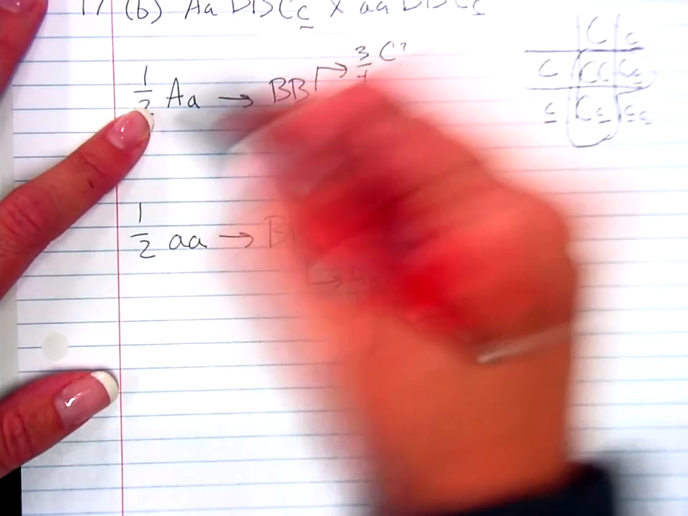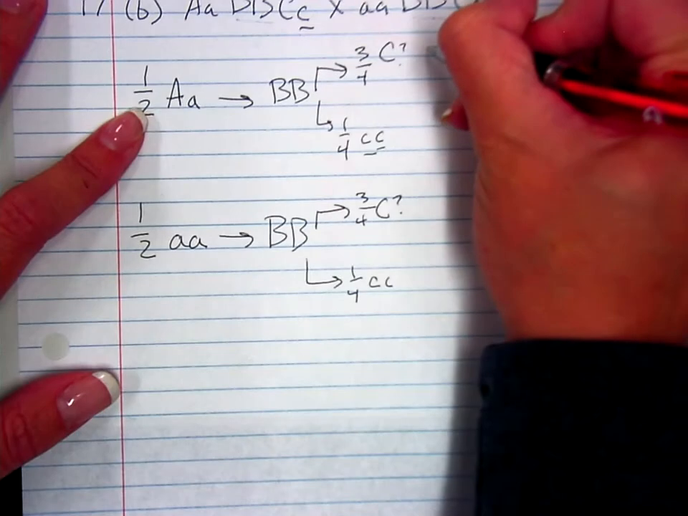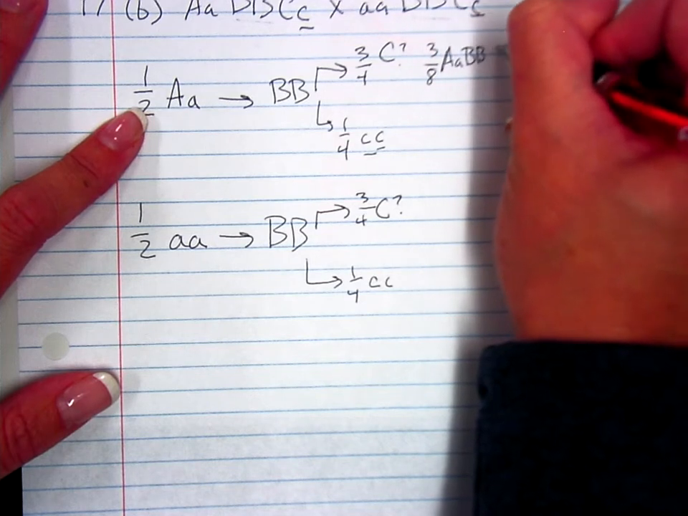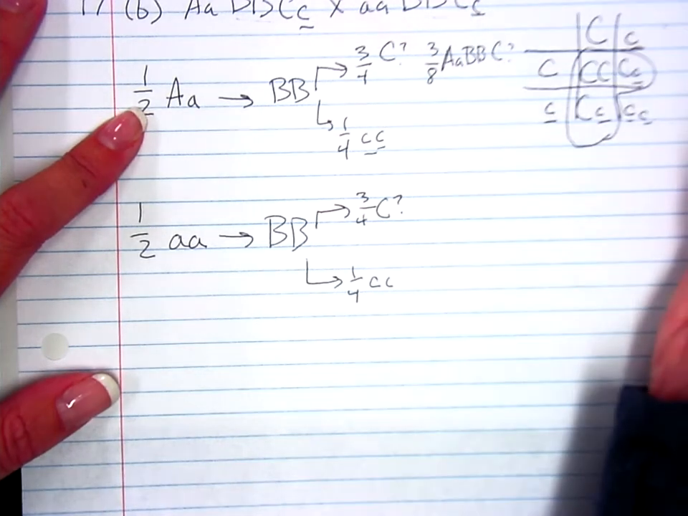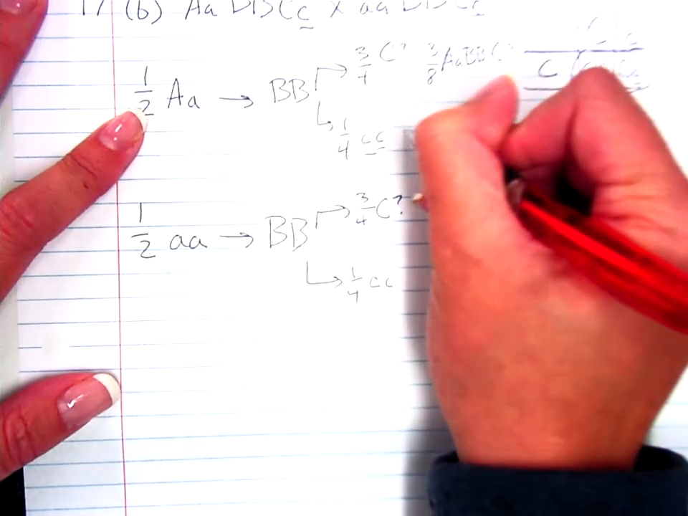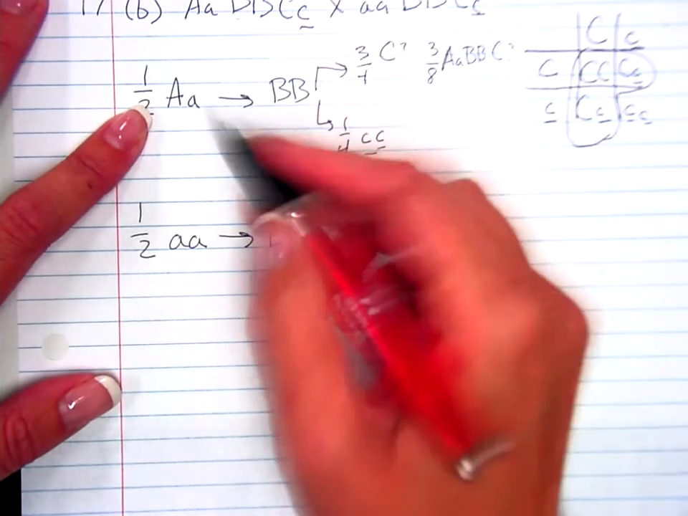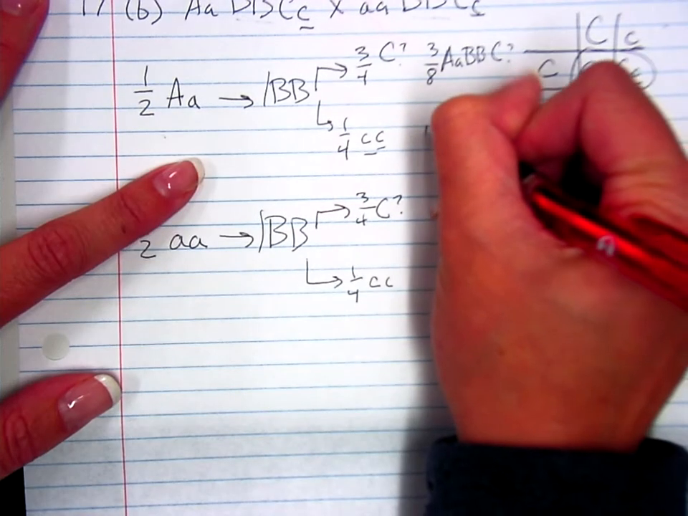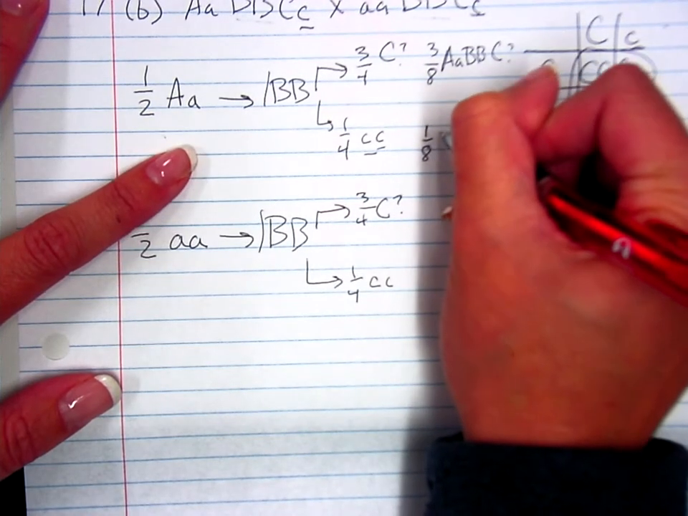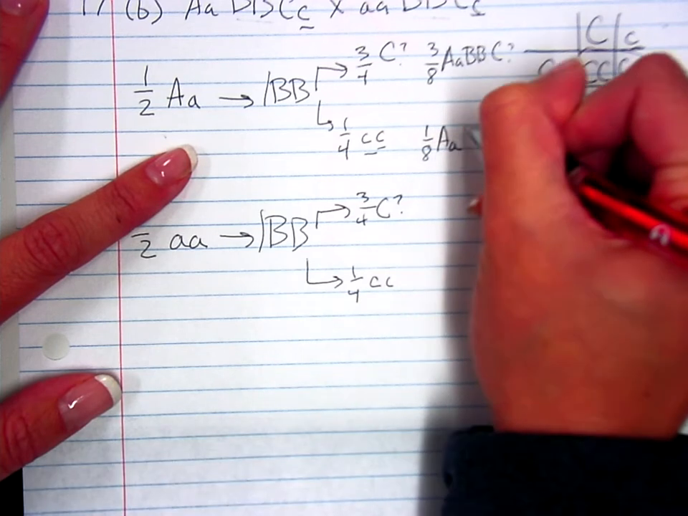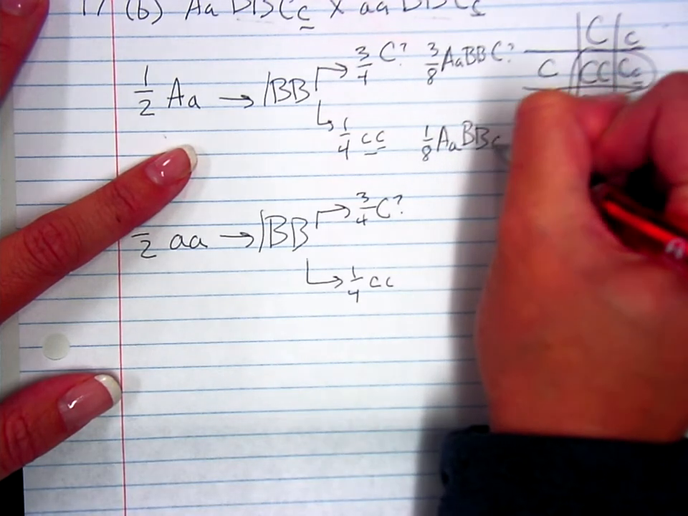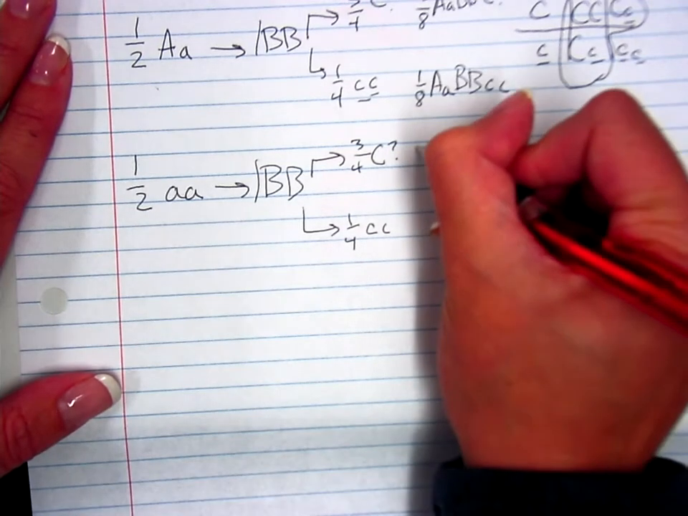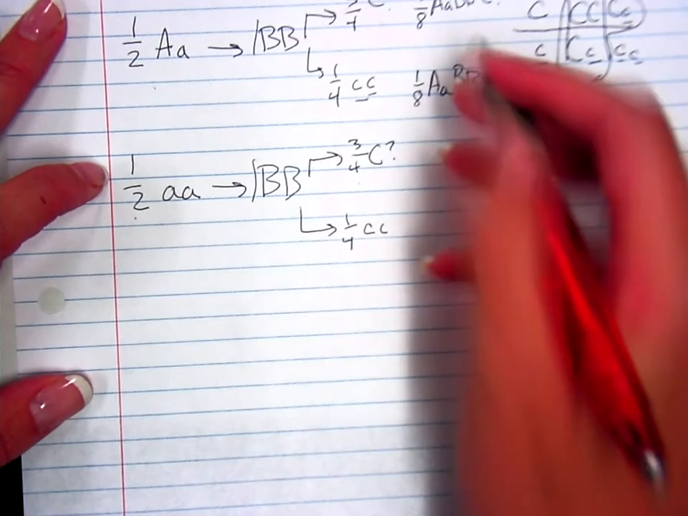And that means in the end, if we multiply going across, we get 3/8 big A, big B, big C, something. Okay? And multiply going across, 1/2 times, of course this is just like 1. 1 times 1/4 gives me 1 out of 8, big A, big B, little c, little c.